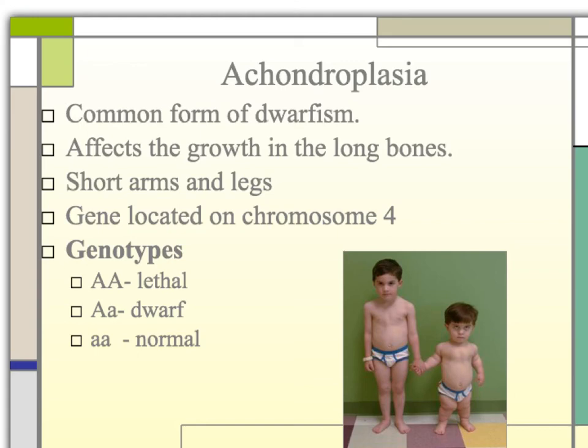So the dwarfs that we actually see are heterozygous. They're big A, little a, and again, remember this is dominant, so you just need one big A to express that disorder. And then we have little a, little a, which is normal. In this picture, these are actually twin brothers, not identical, but paternal twins, and you can see the young boy here is big A, where his brother is little a, so he's normal.